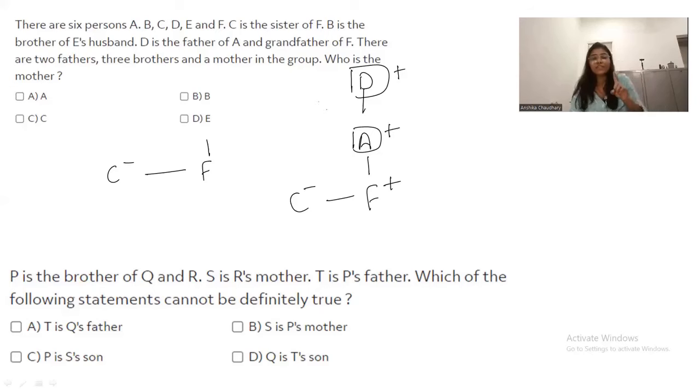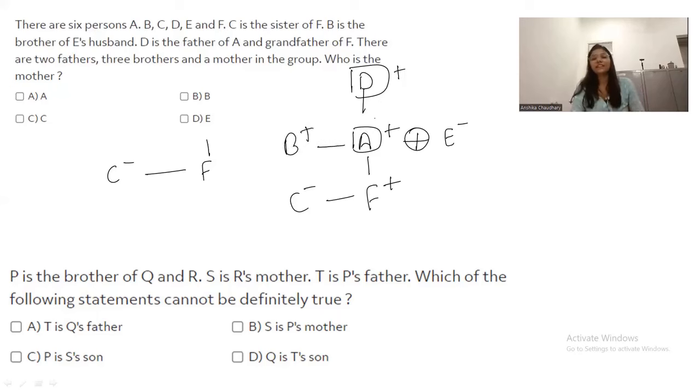And here we have seen that there are two fathers, three brothers and a mother in the group. If a mother is required here, the female will be the mother for sure. So she will be the wife of A. And V is the brother of E's husband. E's husband, that means A's brother, will be V.